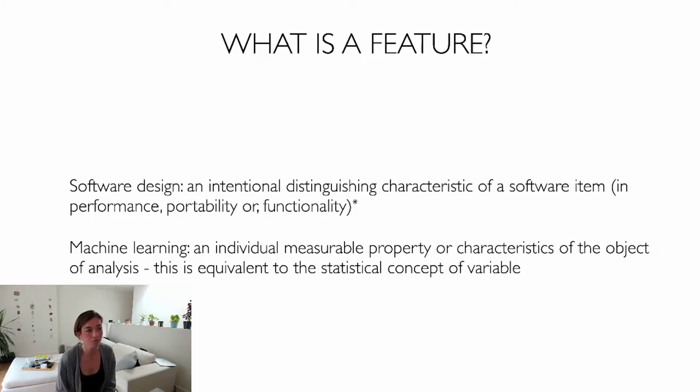So what is a feature? In software design, it's an intentional distinguishing characteristic of a piece of software. And so that might refer to functionality or performance, but that's not what we mean in machine learning. In machine learning, a feature is an individual measurable property or the characteristic of an object of analysis. And so it's equivalent to the concept of variable in statistics. And in fact, I'm going to use variable and feature with the same meaning in this talk going forward. So if you're thinking of a data set, your columns, those are your variables and those are your features.